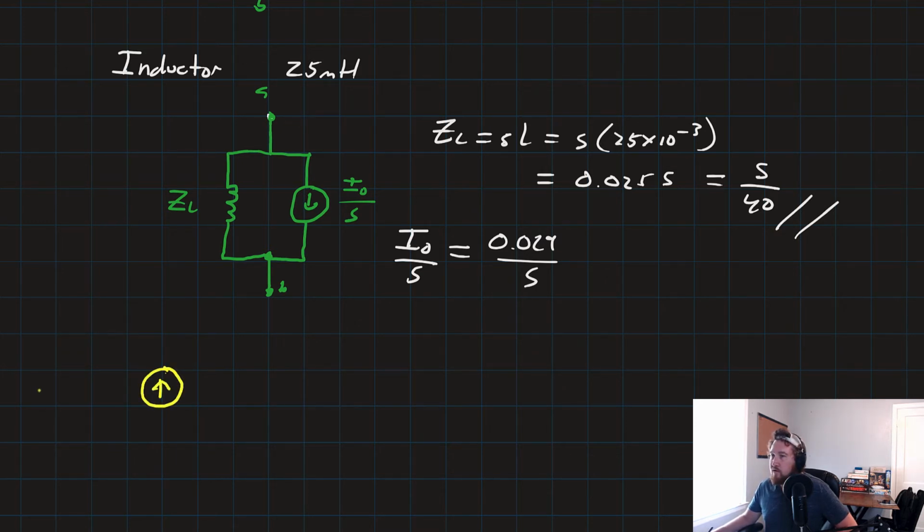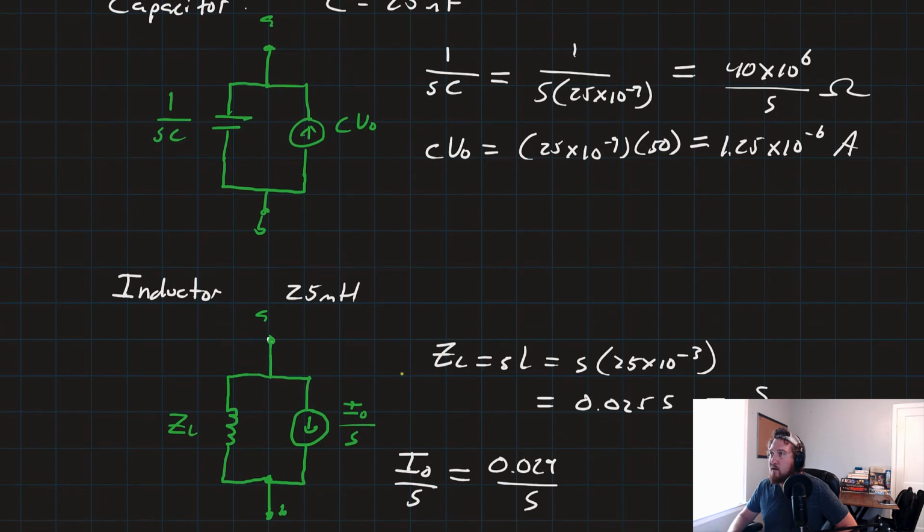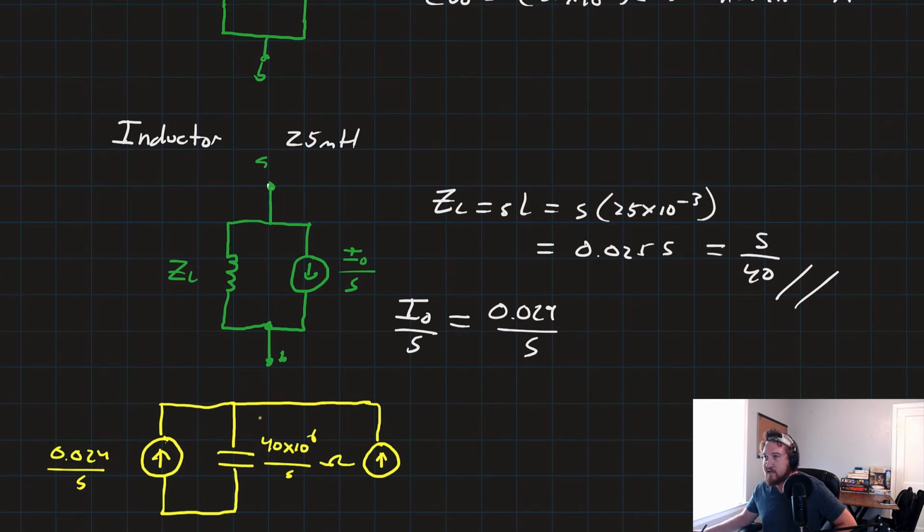So we've got our current source that was 0.024 amps over S. Now it's going to be in parallel with a capacitor that has 40 times 10 to the 6 over S ohms as its impedance. Now it's in parallel with that current source that has 1.25 times 10 to the negative 6 amps.